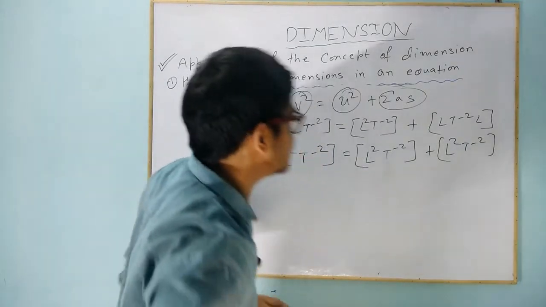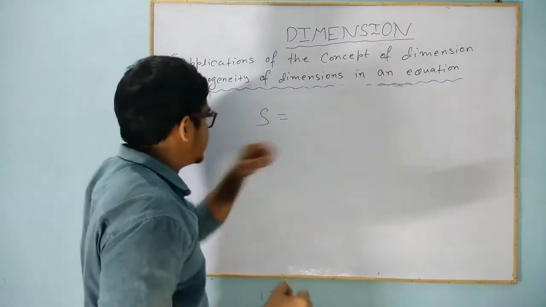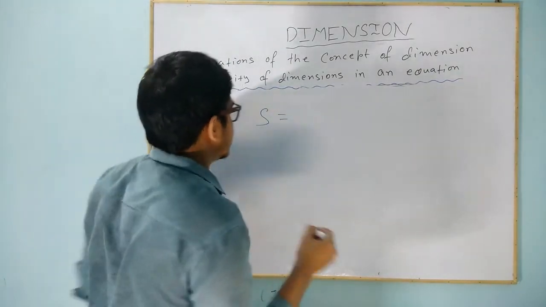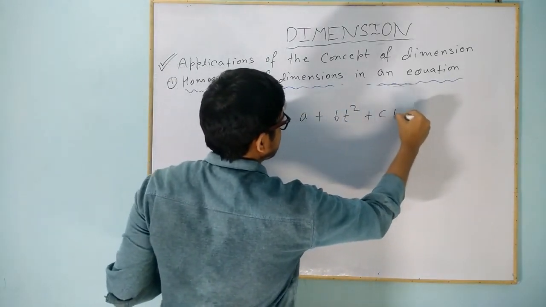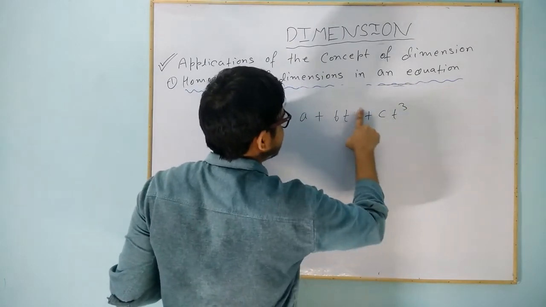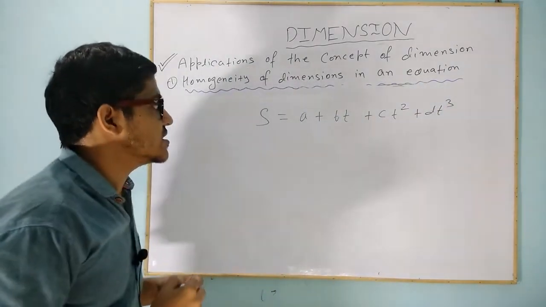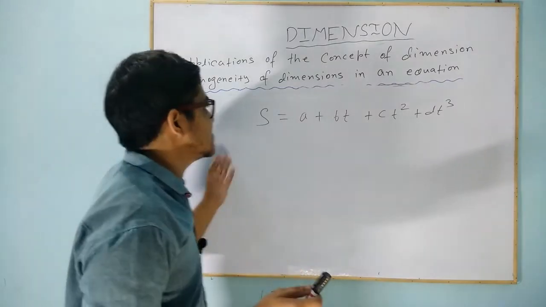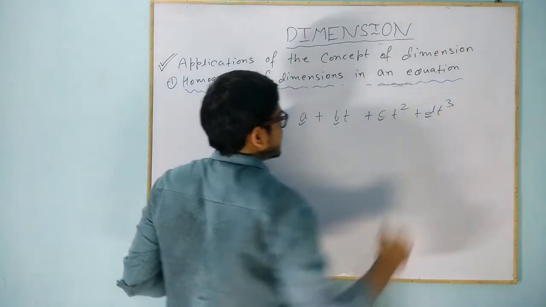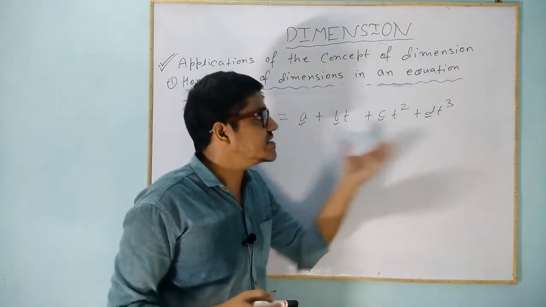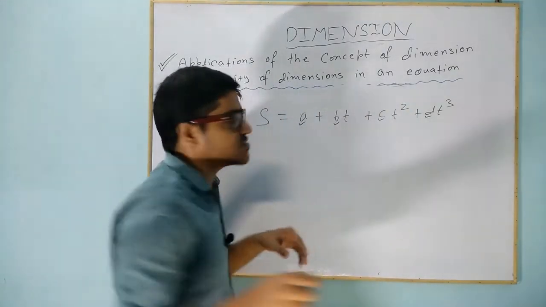Let's take an example. Let's take a problem. Suppose the distance traveled by a particle in time t is given by S equals a plus bt plus ct square plus dt cube. Okay, the distance traveled by a particle in time t is given by this. You have to find out the dimension of a, b, c and d. See, since these terms are being added to or subtracted from each other, there are 1, 2, 3, 4 and 5 terms in this equation.